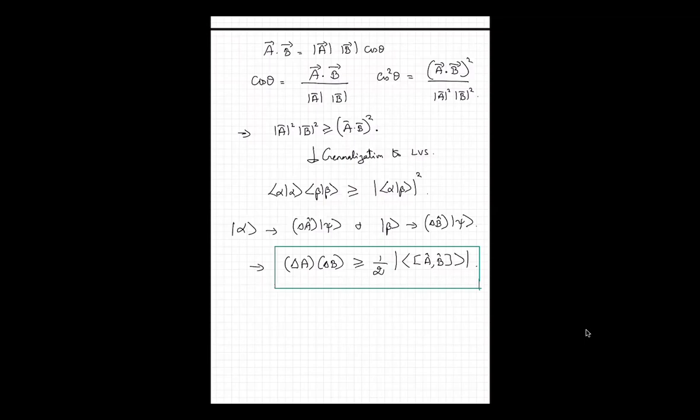This is a simple result of two operators not commuting. Okay, AB minus BA not equal to 0. This has led to Heisenberg's famous uncertainty principle and all the associated silly jokes on the internet about this.